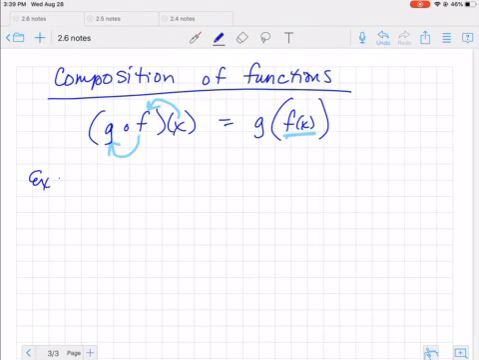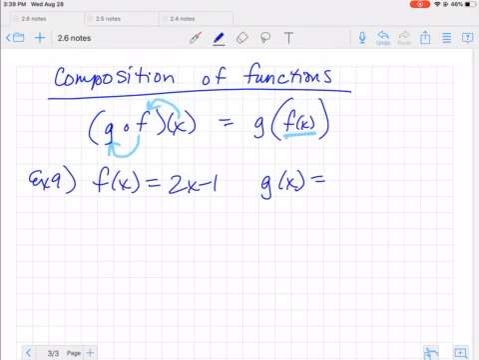So let's look here at example 9. We're going to let f of x equal 2x minus 1 and g of x equal 4 over x minus 1. So with that happening on these problems, then I can look at plugging one into the other. And it just makes an impact. Which one is going to come first? That's really the question that happens with your composition of functions, is you say, okay, which one comes first? And then how am I going to work that out?